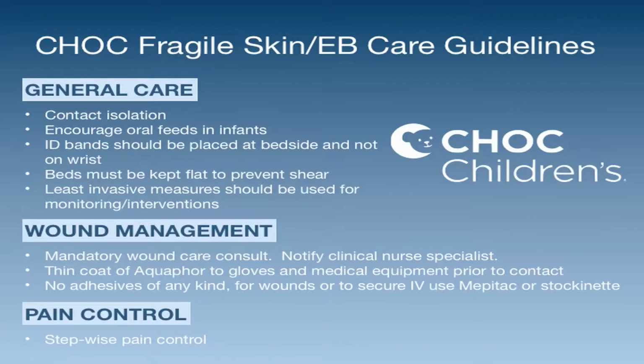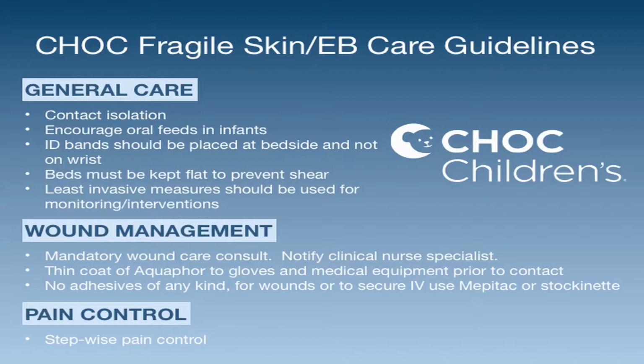Here at CHOC, if you have a child who comes in with EB, there is an order set that includes the following. Generally, these children will need to be kept in contact isolation as they are prone to complications from infection. Oftentimes, in older children, you will see that they already have G-tubes in place, but in infants, oral feeds should be encouraged. ID bands should be placed at the bedside and not on the wrist to avoid injury. For this reason, the bed should also be kept flat to prevent shear, and generally, the least invasive measures should be used for monitoring and interventions.